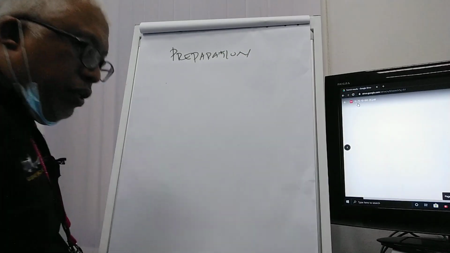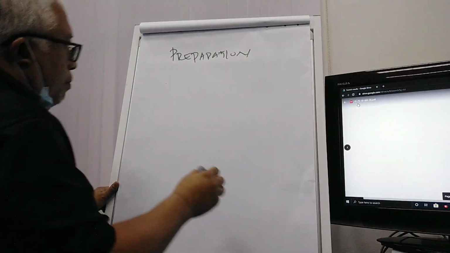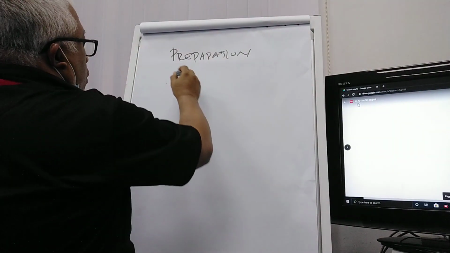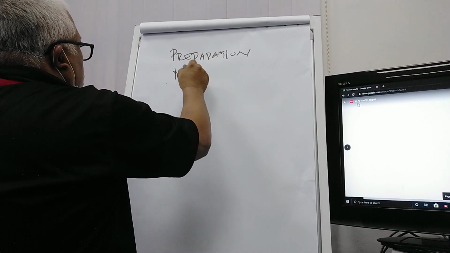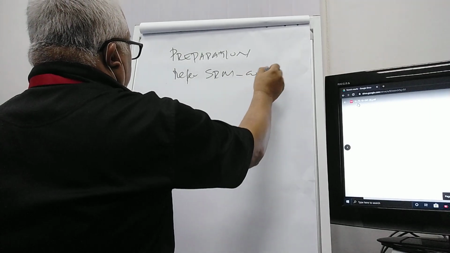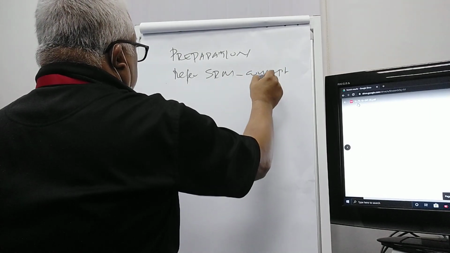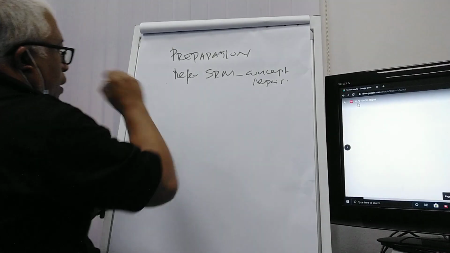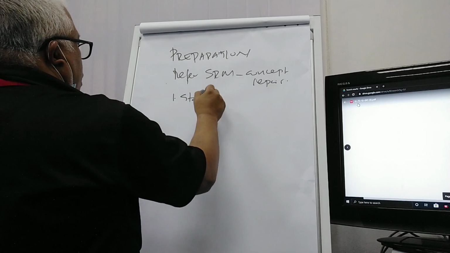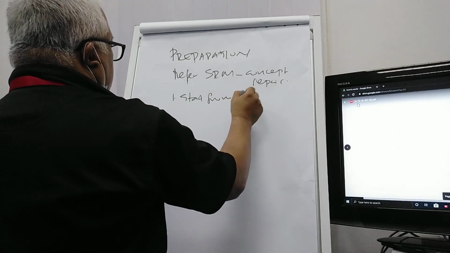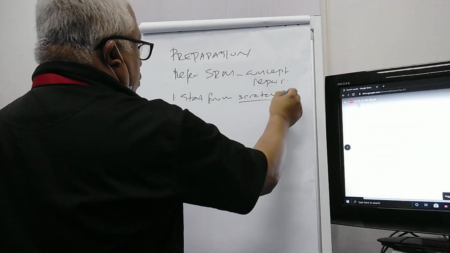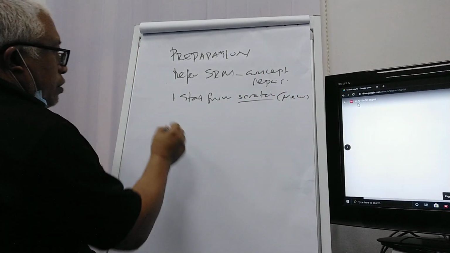So what do we need? We need to understand. We need to establish the concept. Okay, you must refer to the SRM, and we try to find the concept repair. There are two approaches. We can either start from scratch, which is totally new. You may end up with a new concept.